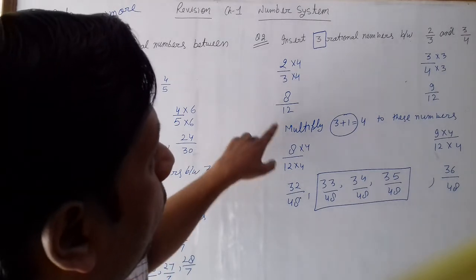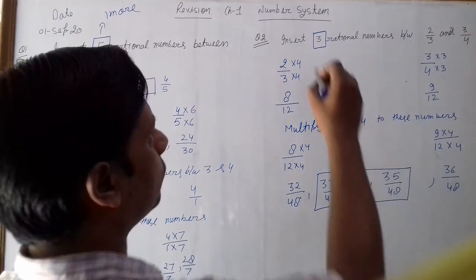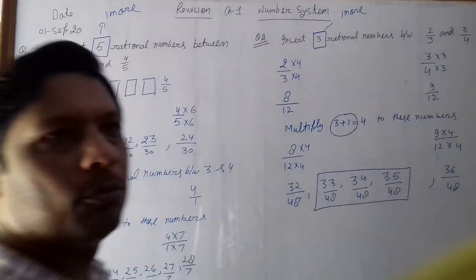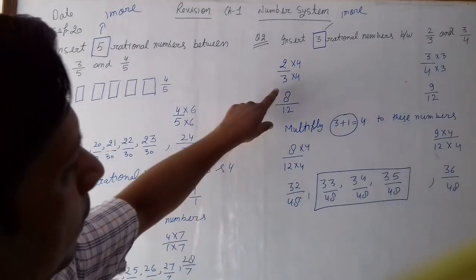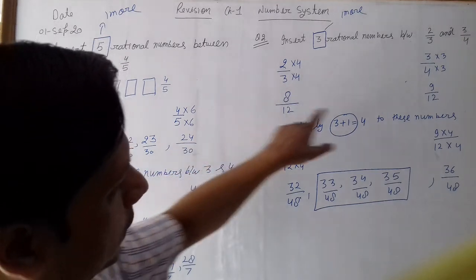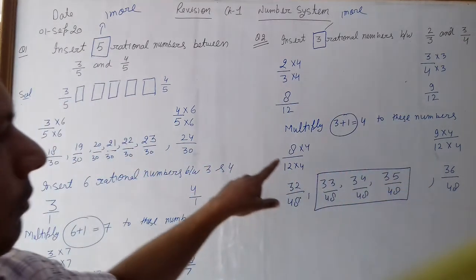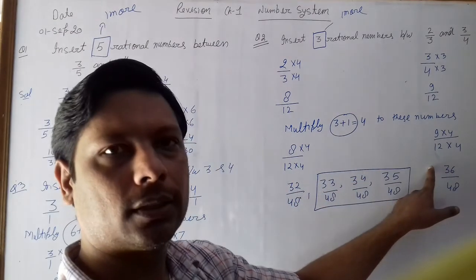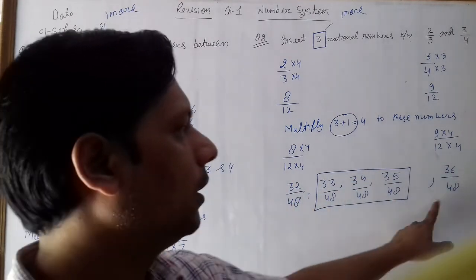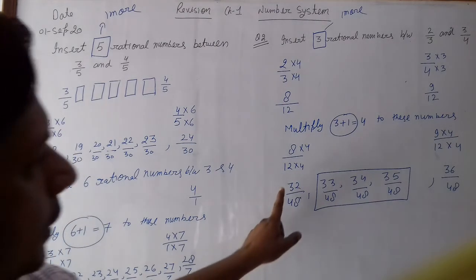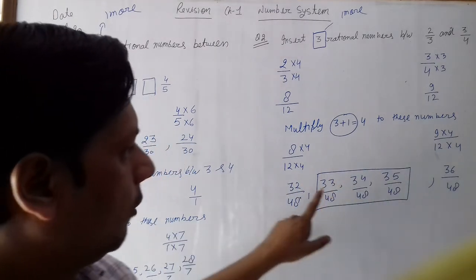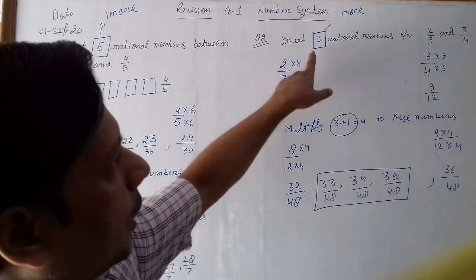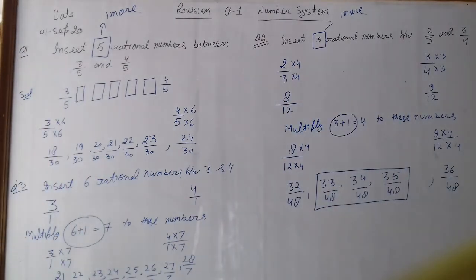So after this, we will multiply the number that is one more than 3, that is 4. So multiply the 4 to these two numbers and these two numbers. Then we will get 8 fours are 32 and 9 fours are 36. And denominator is 48, right? So between this 32 and 36, we have 33, 34 and 35. That is the required 3 rational numbers.